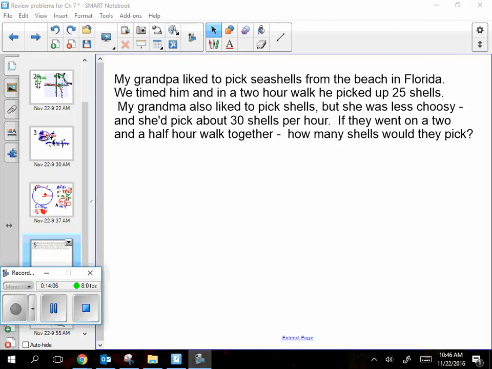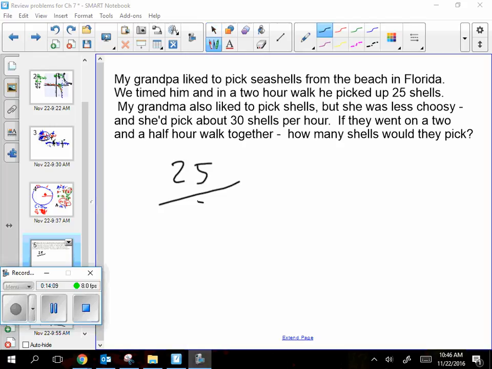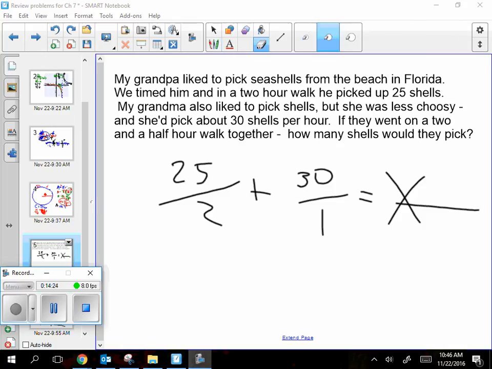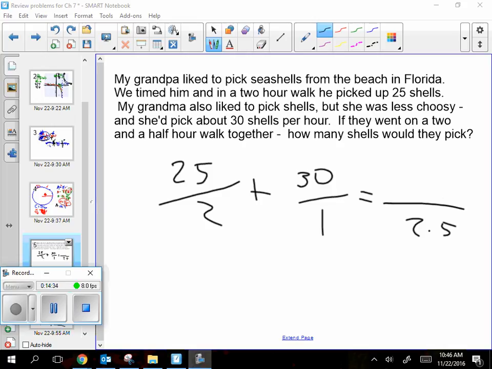Okay, here we go. You should have said 25 in 2 hours plus 30 in 1 hour equals, and this is the part that feels weird to me, but it will equal their combined rate. Instead of just finding x and then knowing their combined rate, let's actually do the problem all in one fell swoop, which is now they're going to go for a walk for 2.5 hours. So where should 2.5 hours go? On the bottom. So 2.5 goes here, and we put x there, and then we won't be finding their rate. We'll be finding their rate for 2.5 hours.